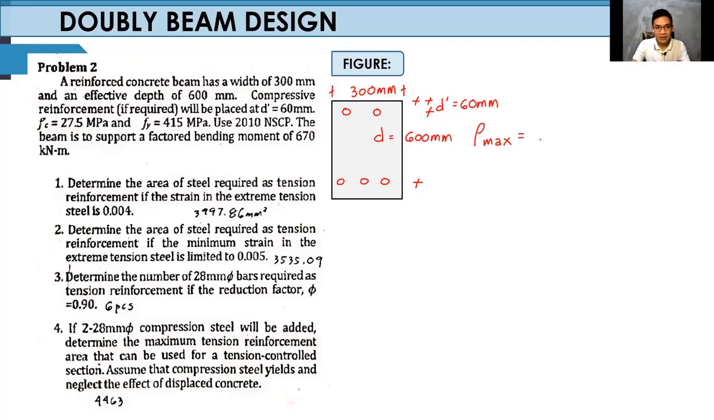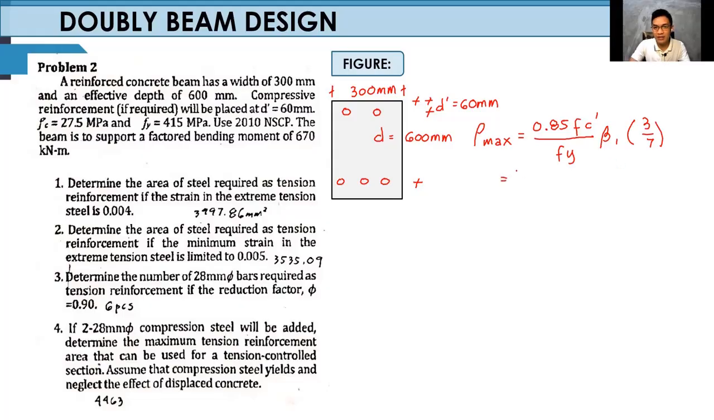So, dito, rho maximum for our tension reinforcement. Di ba? So, dalawa yun for compression and tension. So, 0.85 fc prime divided by fy, then multiplied by beta 1 multiplied by 3/7. Ayan. So that is the formula for our rho maximum.